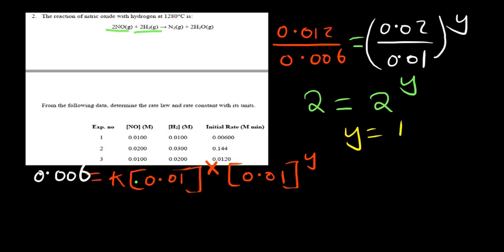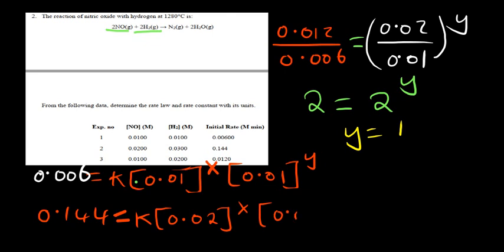For the second one, our rate is 0.144. Then we have our K, and then we have 0.02, and then we have 0.03. I've just gotten the information from the second experiment. Now notice that we found our value of y to be equal to 1, so I can just remove the y and put 1 there. Now our goal is to find the value of x there.